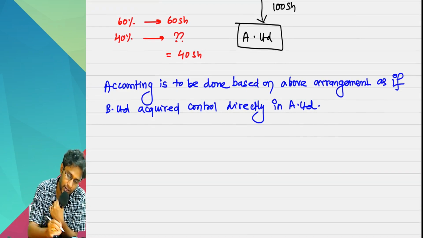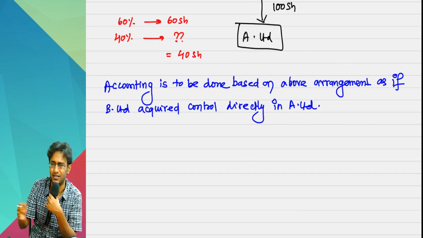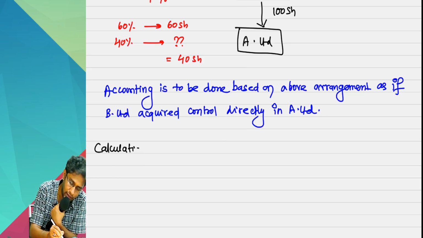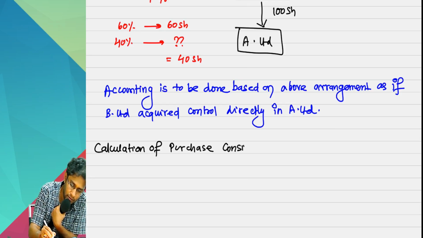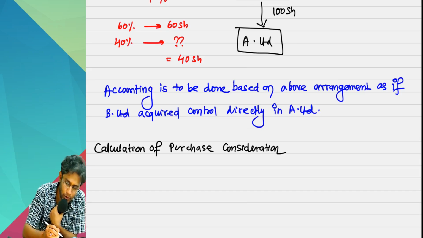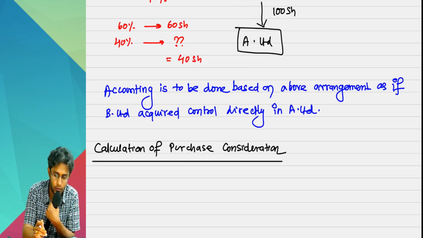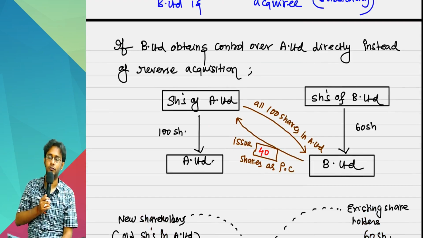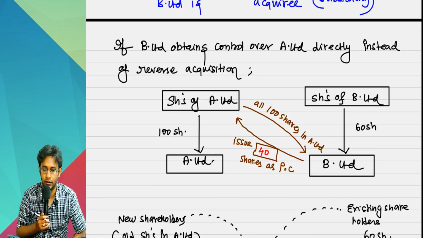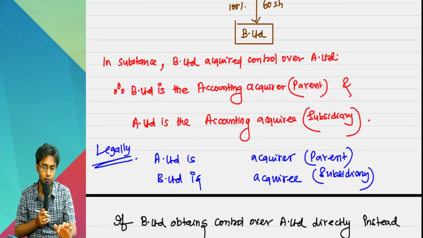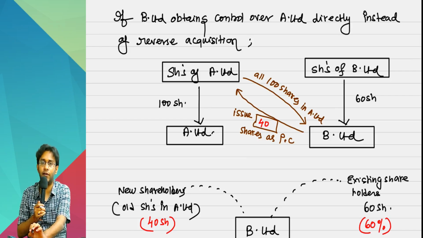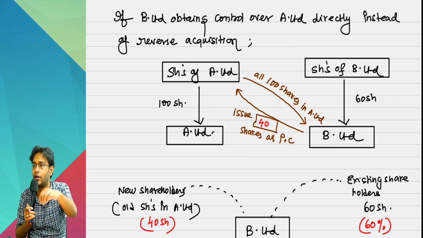Anyway, first calculation. In the question nothing else is there, so they'll ask you to do a consolidated balance sheet. Rest of the question nothing is there, don't worry. So you have to do the calculation of purchase consideration. Tell me PC and become pro. Tell me, who paid PC to whom? Forget the legal arrangement. Only black color. No brown, no blue. B is acquiring 100% shares of A Limited by issuing its own 40 shares as PC.